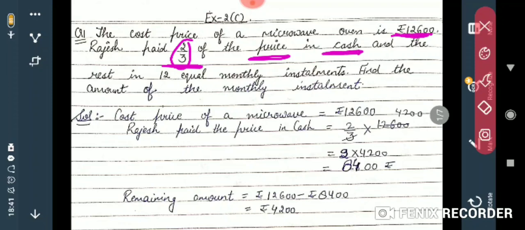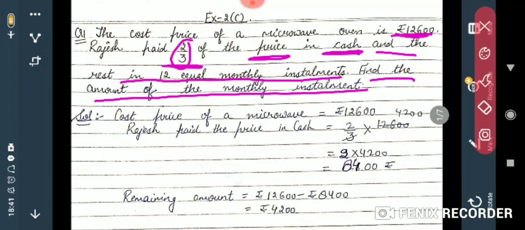That means directly he gave the rupees to the shopkeeper, and the rest in 12 equal monthly installments. The remaining amount he paid in 12 installments. So find the amount of the monthly installment. So what do you have to find? You have to find the amount of the monthly installment. Monthly installment means the amount which Rajesh paid every month.